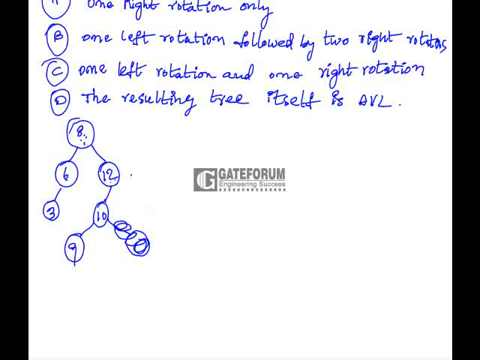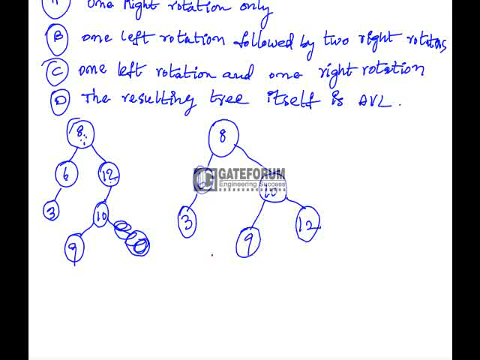For example, if you do one rotation, 10 will come here, 12 will come here, 9 will come here, and the result will satisfy the binary search property. So 8 is here, 6 is here, and 3 is here. We are rotating these three nodes by one position, so that 10 comes here, 12 goes here, and 9 comes here. So now it is an AVL tree.